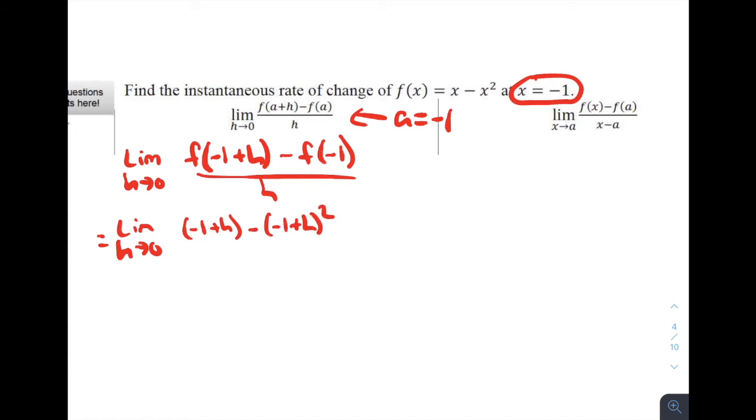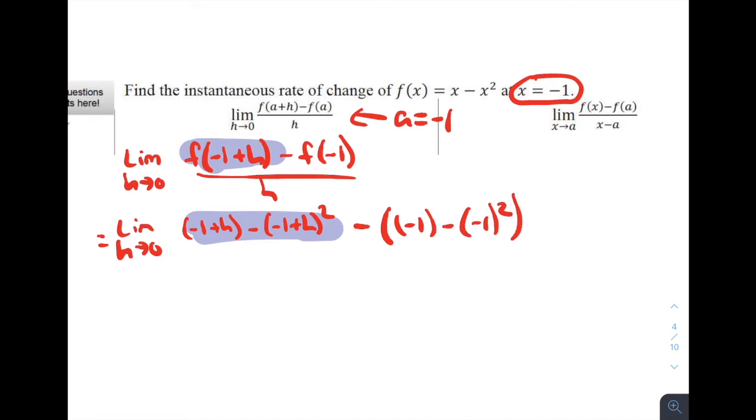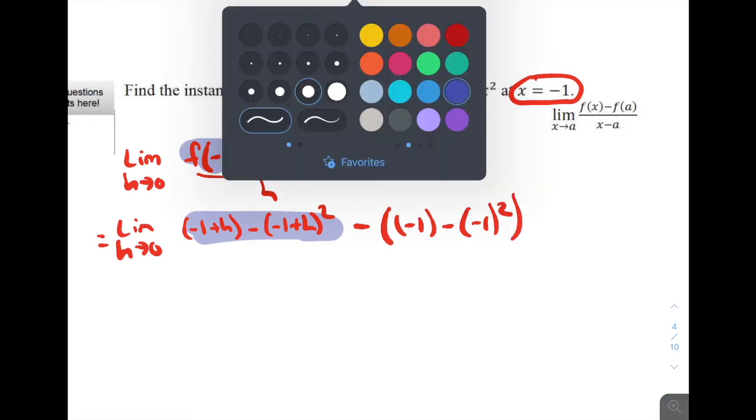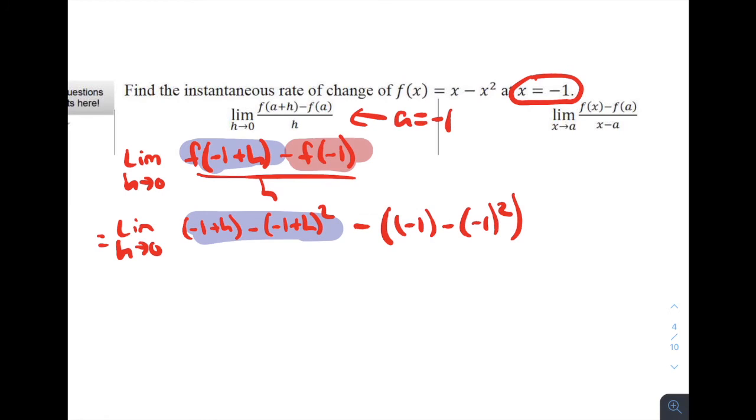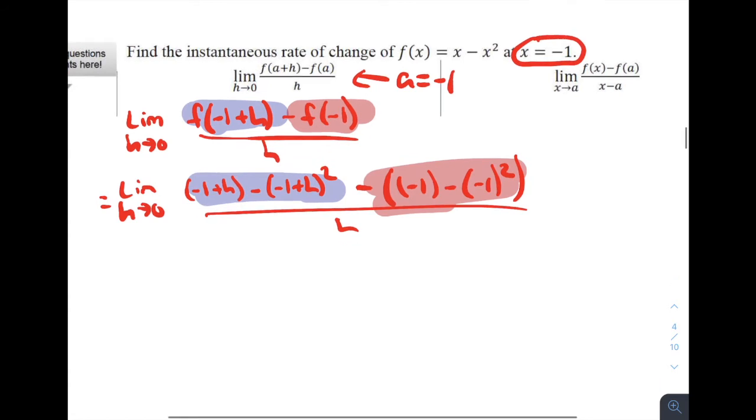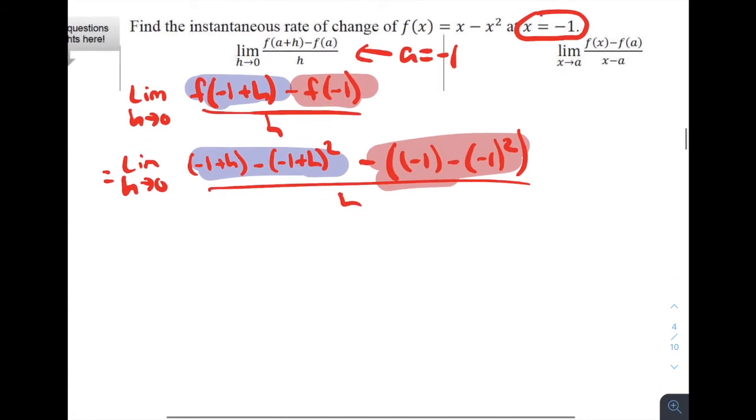So right now, what we've done is we've done this part, and now we've got minus f of -1, so that is going to be -1 minus (-1) squared. That is going to be the second part of this, so we'll do that here. And then we're dividing this all by h. Well, this looks pretty messy, but luckily for us, we're going to be able to simplify some things. So let's do some algebra here.